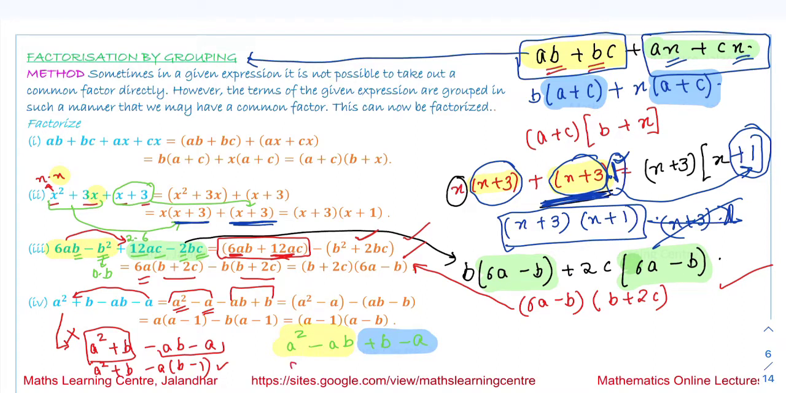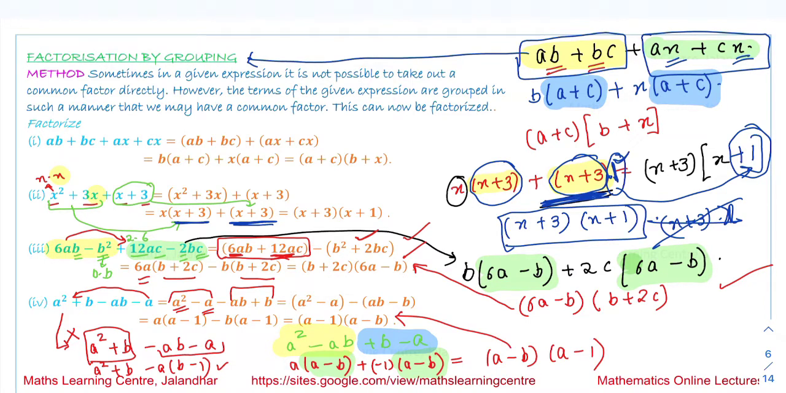So I take a common from this, so we are left with a minus b, plus. I am taking minus 1 common from this, and this is a minus b. So for the answer, what is common in both these terms is a minus b. The final answer that you will get is a minus b common, and we are left with a minus 1. This is the same answer we are getting over here.